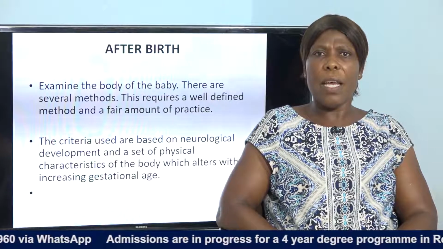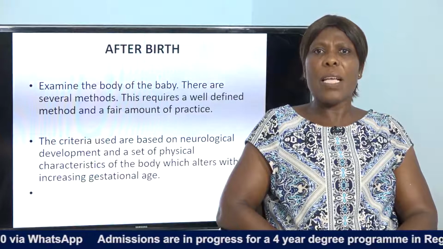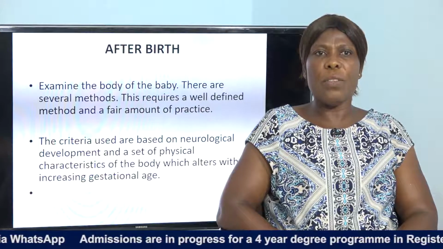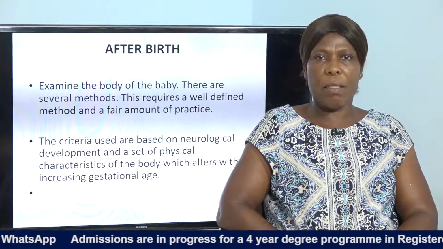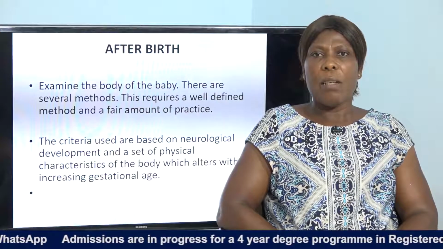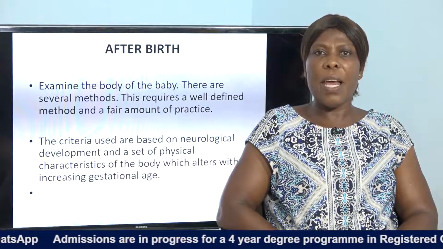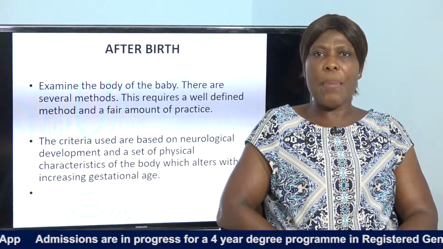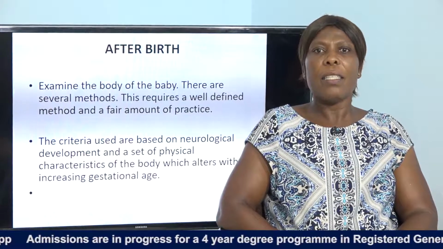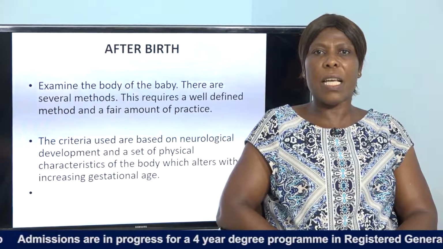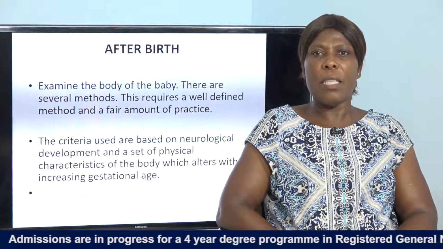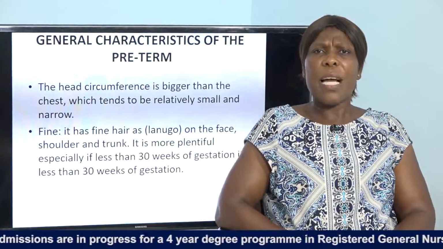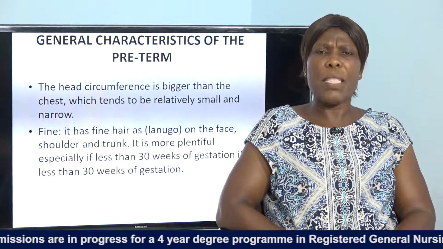After the birth of the fetus, we need to examine the body of the baby. There are several methods that we use to examine the fetus. These require a well-defined method and a fair amount of practice. The criteria used are based on what? Neurological development and then a set of physical characteristics of the body which alters with increasing gestational age. Let's look at the general characteristics of preterm babies.